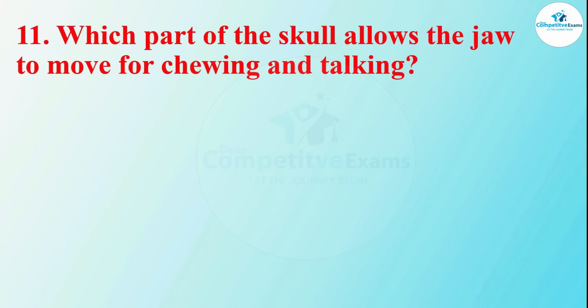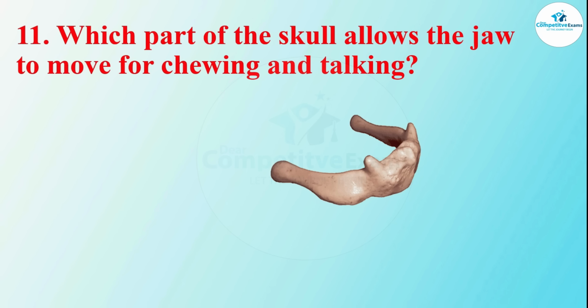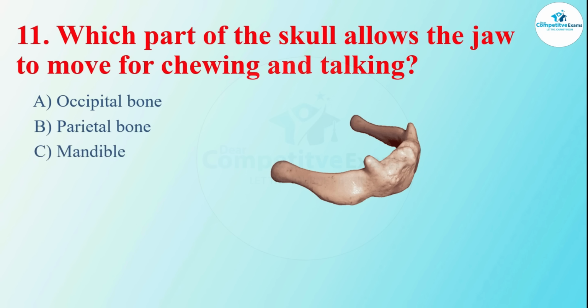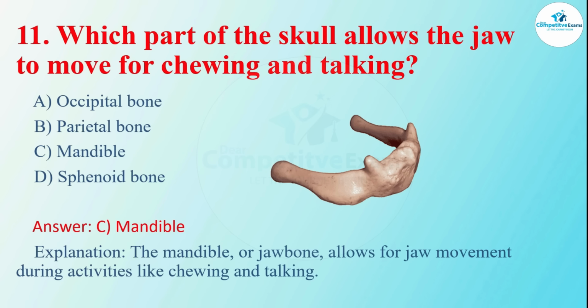Which part of the skull allows the jaw to move for chewing and talking? So which part of the skull allows the jaw to move for chewing and talking? So answers are occipital bone, parietal bone, mandible, or sphenoid bone. Your answer is mandible. The mandible or jawbone allows for jaw movement during activities like chewing and talking. Alright. Let's move on to question number 12.